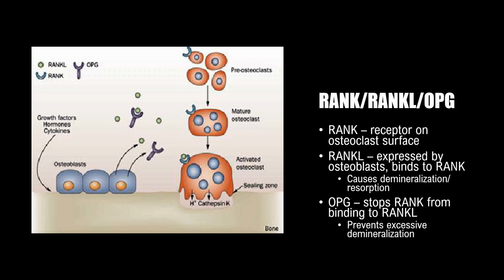This slide contains another view of RANK, RANKL, and OPG and the bone remodeling process. This provides us with a better visual of where the cytokines act. Remember, RANK is the receptor on the osteoclast surface. RANKL is released by osteoblasts to stimulate osteoclast bone resorption. OPG are the brakes to the bone resorption process. OPG prevents excessive demineralization or resorption.